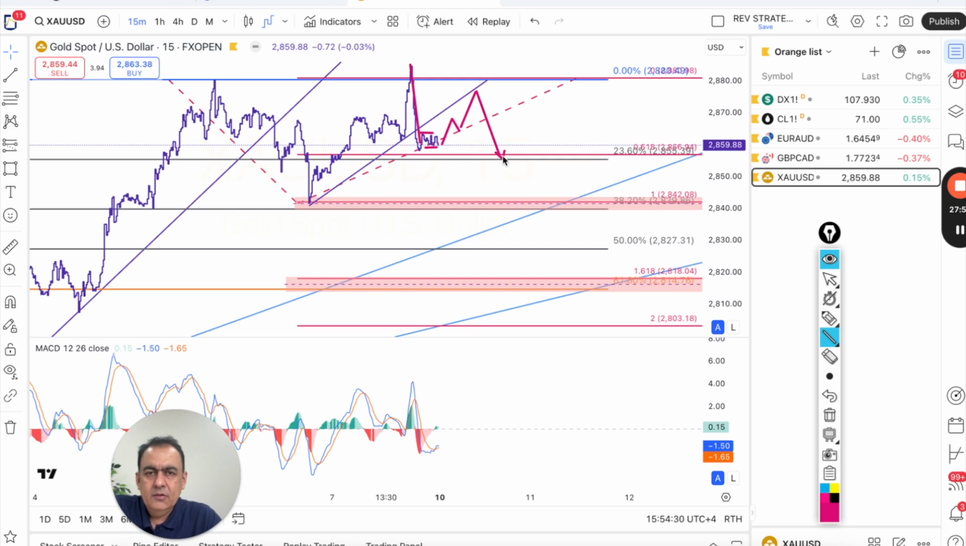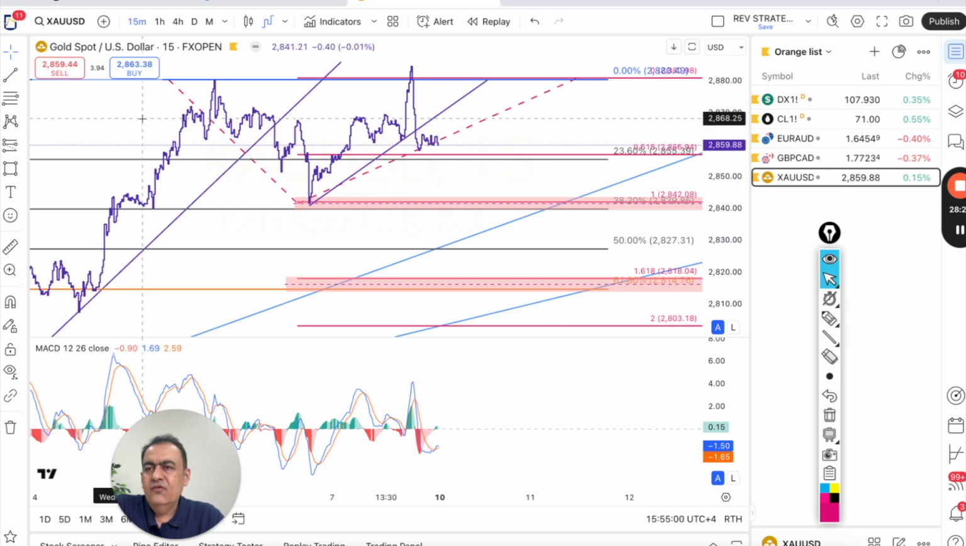First target could be 2856 followed by 2842. In case it bounces back from 2842, then I will not look for the next target. If it breaches the next trend line, then I will look for 2818. Otherwise, I'll get into a long position around this trend line. So the crucial level is 2842 and the resistance is at 2880.